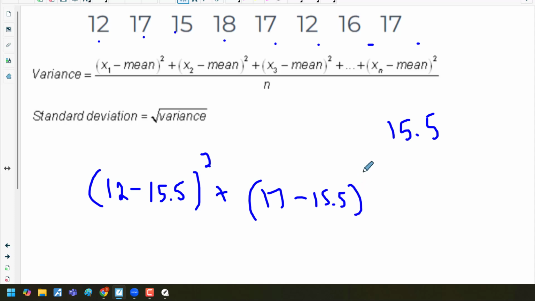I do recommend usually having them in order of smallest to biggest, but it's not like 100% necessary. Yeah, that's fine. Oh my gosh.